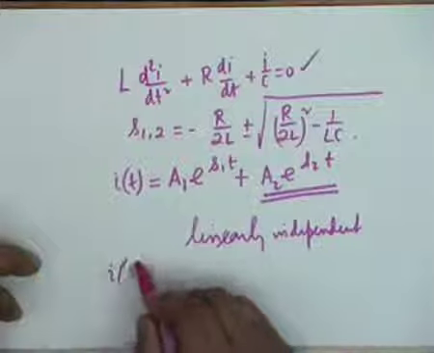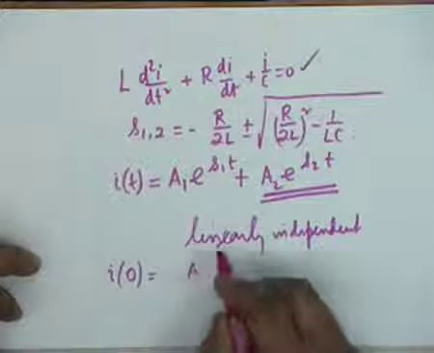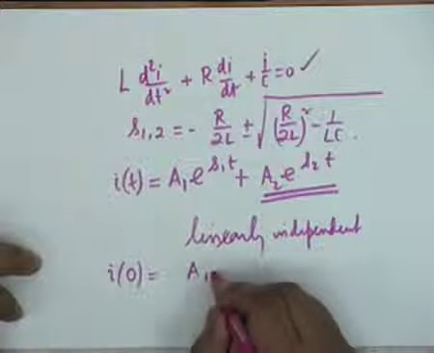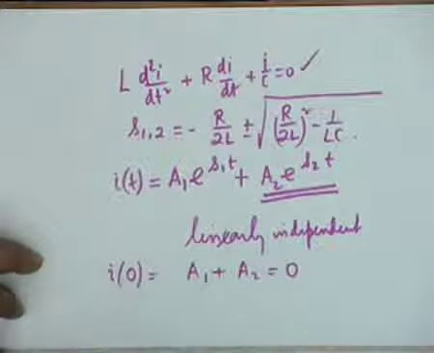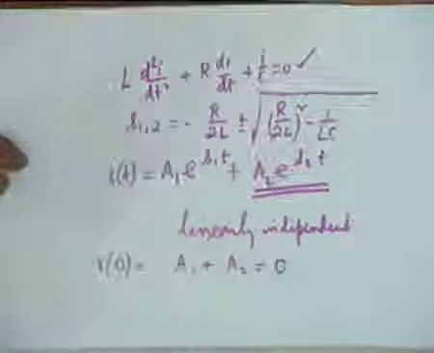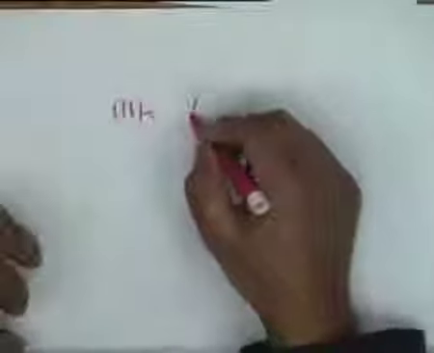The first initial condition is that i(0) is equal to 0, that is A1 plus A2 should be equal to 0, which tells me that A1 should be equal to minus A2. Alright. In other words, the general solution shall be of the form A1 times (e to the s1t minus e to the s2t). A2 is simply minus A1.